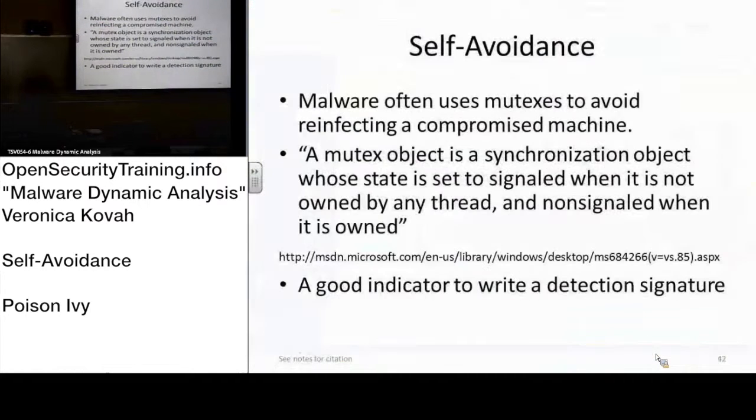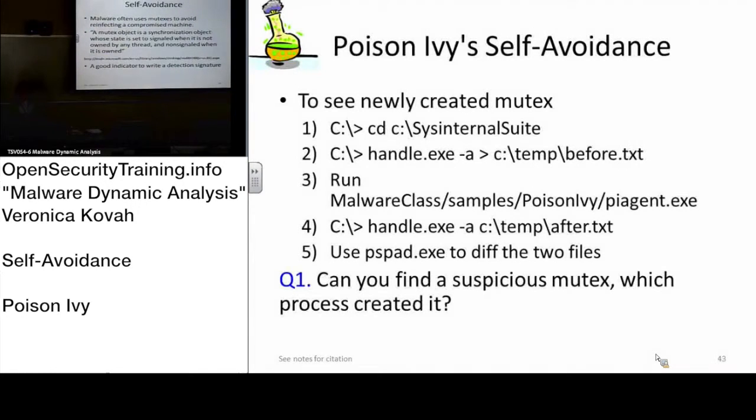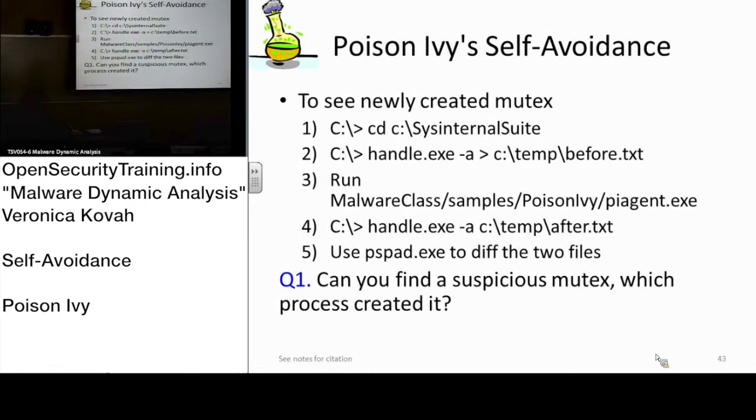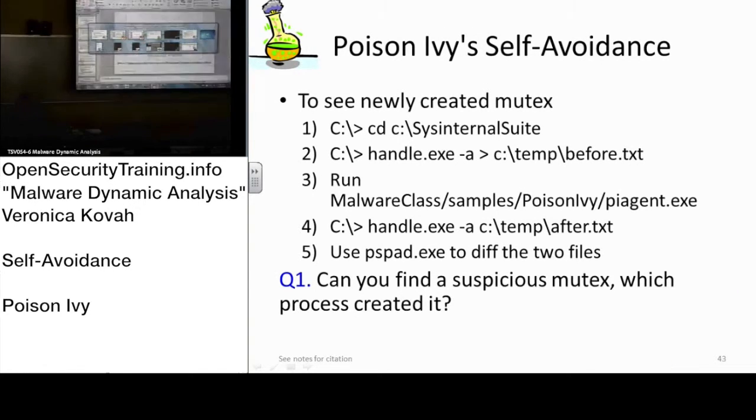Uncovered. So the lab will be very simple. However, the mutex type of information is very important because, again, it's an indicator that my machine is compromised. And I already explained what the mutex is. So let's do the lab with Poison Ivy, right?